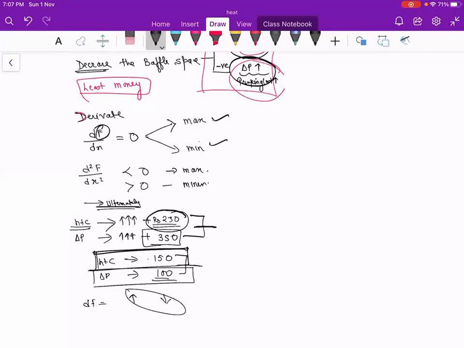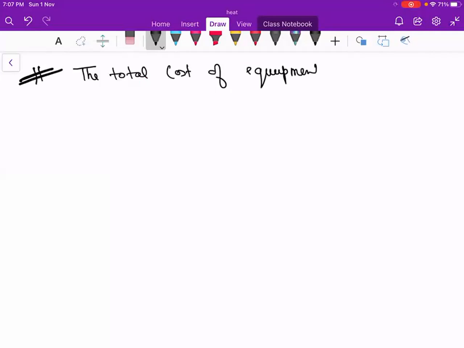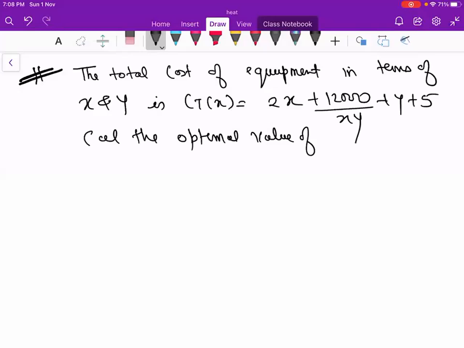So let's solve one question. The total cost of equipment in terms of x and y is CT equals 2x plus 12,000 upon xy plus y plus 5. Calculate the optimal value of CT. There is no x word here. Calculate the optimal value of CT. So calculate it fast.